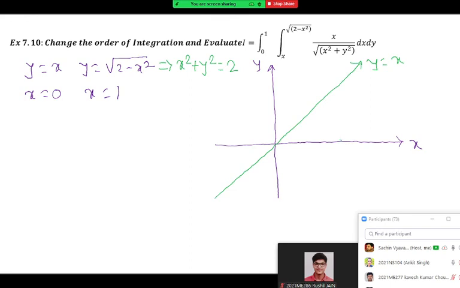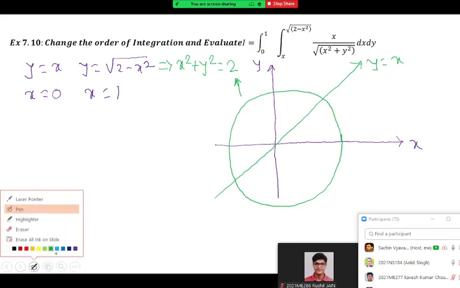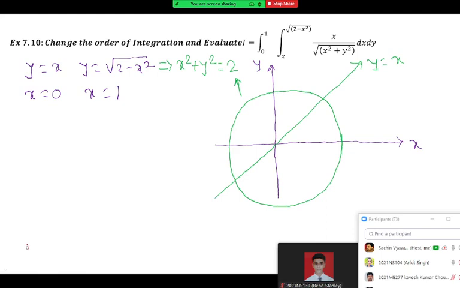So let me draw one circle, x square plus y square equal to 2. Then x equal to 0. Y axis. Yes, correct, x equal to 0 is the y-axis. And lastly, x equal to 1. Does it pass through this point? x equal to 1. No, sir. No. So which point then? So this point is the intersection. Actually, this point is root 2 comma 0, sorry.